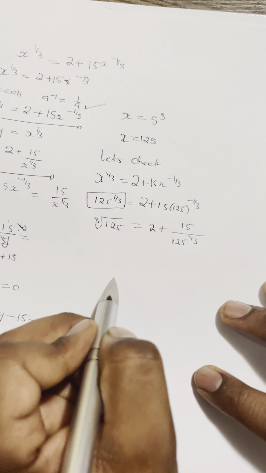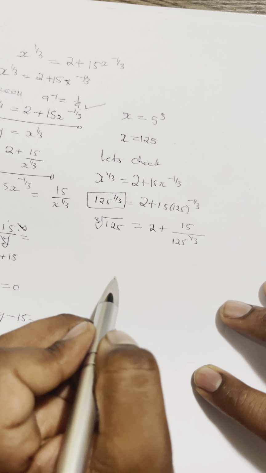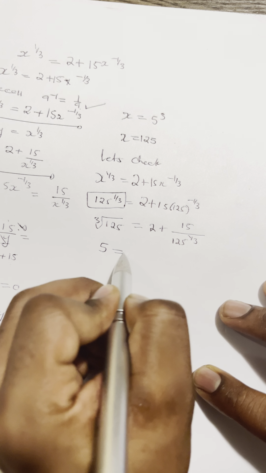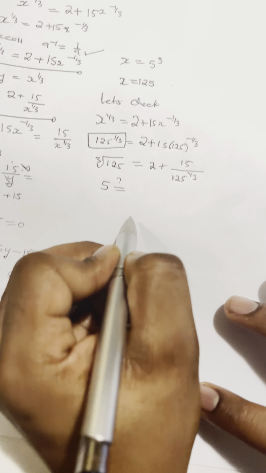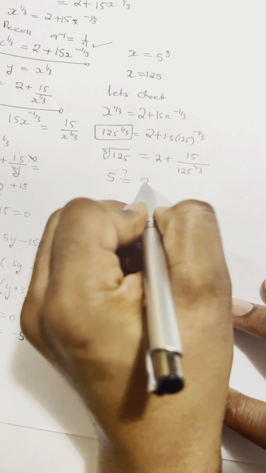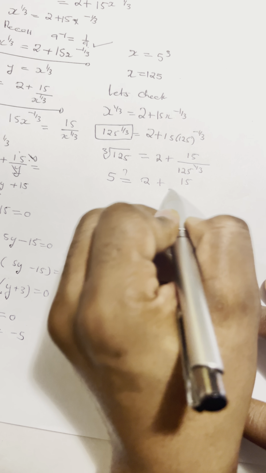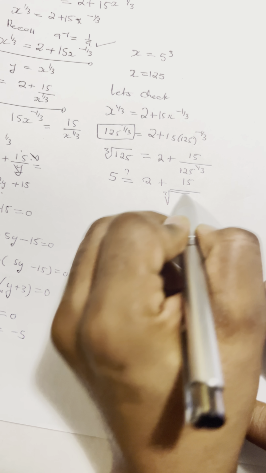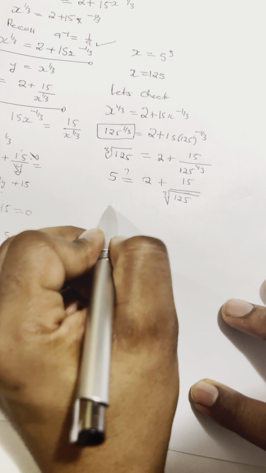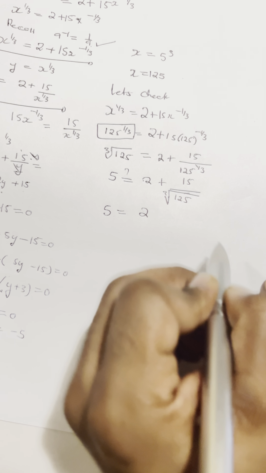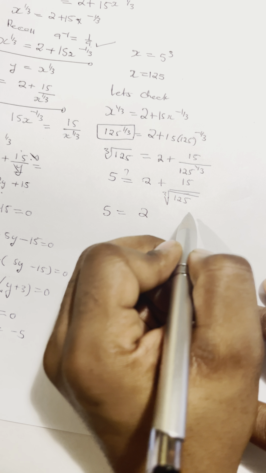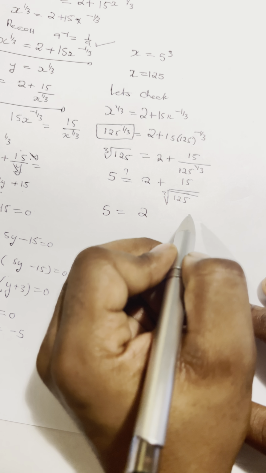So what's going to happen this time? We're going to say 5 is equal to what? We're going to have 2 plus 15 divided by the cube root of 125. Okay, now 5 is equal to 2. All right. Let's see what's going to happen.